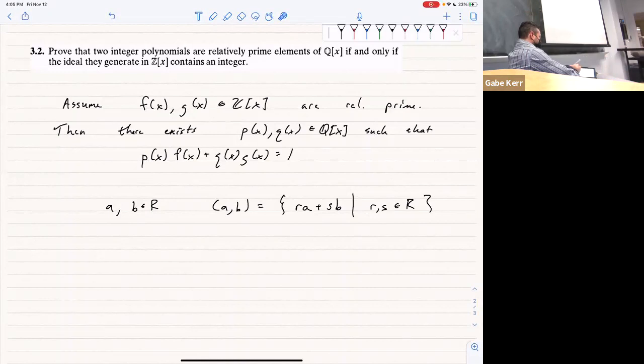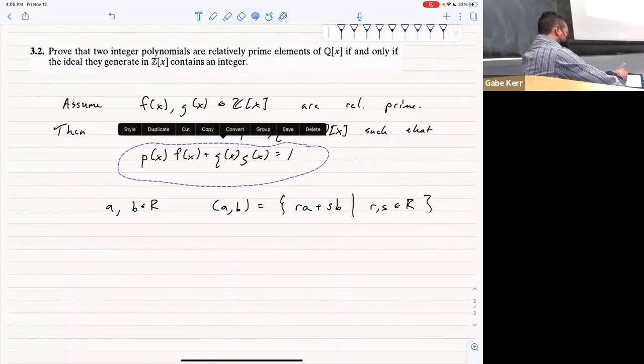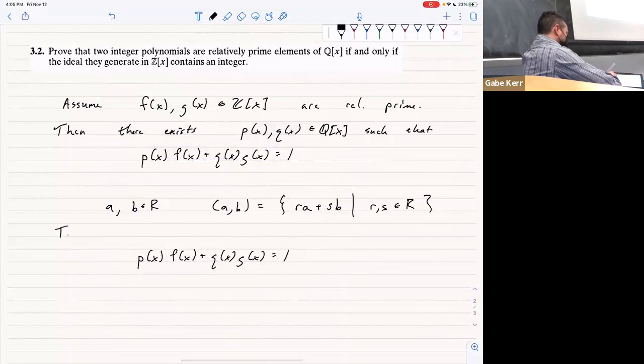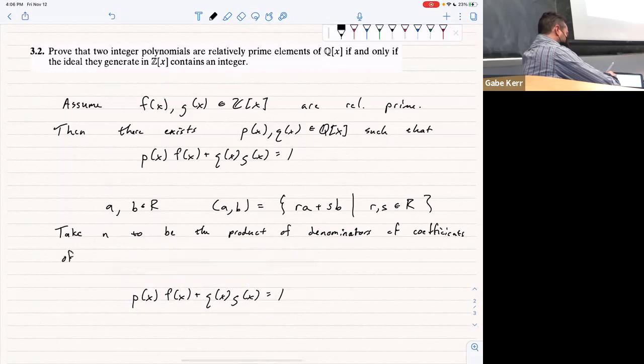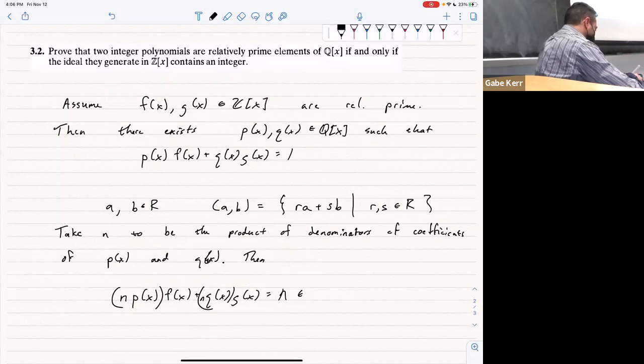What do you want to call it? Call it n. So take n, the product of the denominators of the coefficients of P and Q. Multiplying by n gives an integer n in the ideal generated.